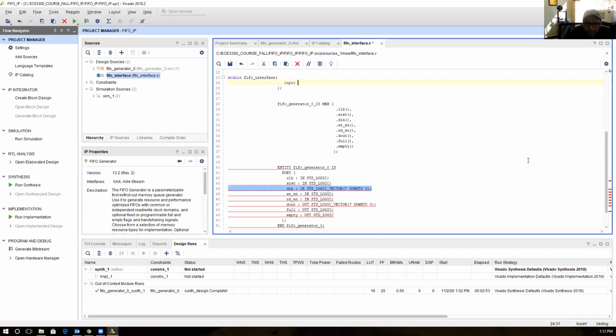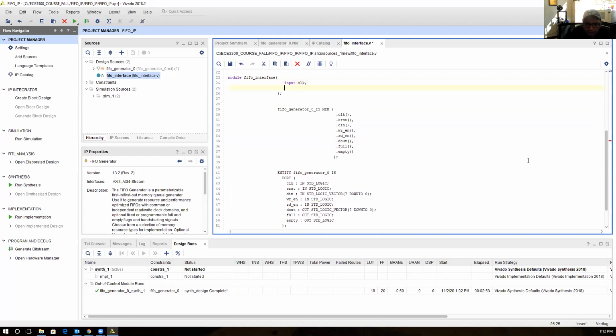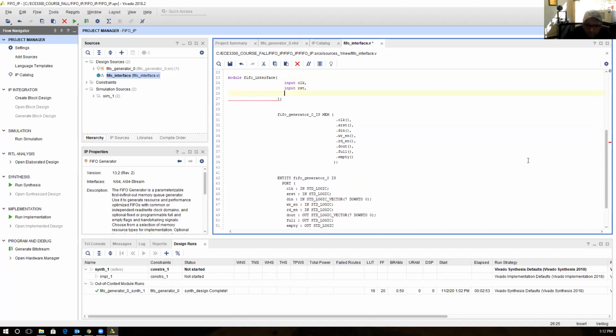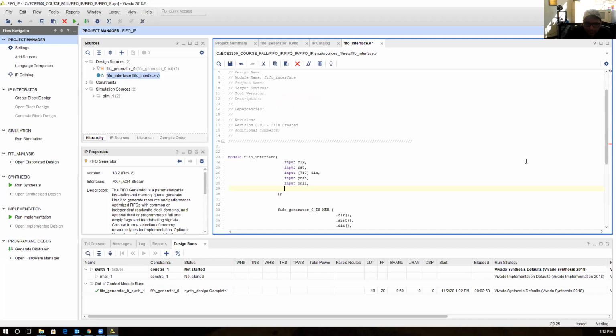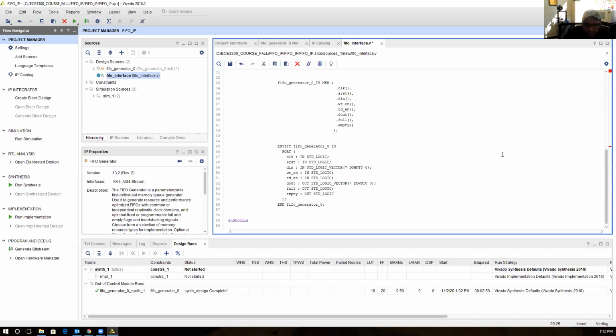Input clock, input reset, input [7:0] din, input write enable. Well, let's call it push. I like push. And then the out, right?